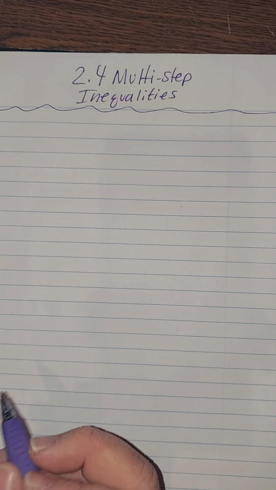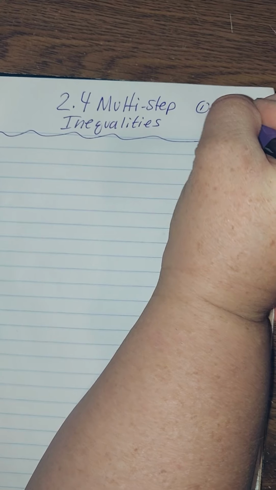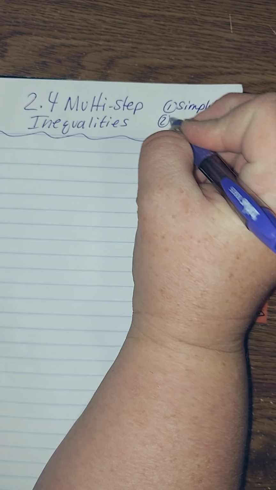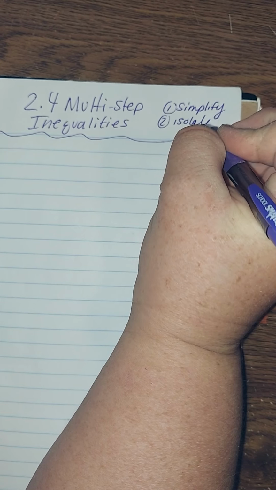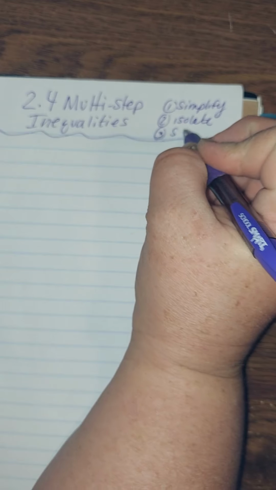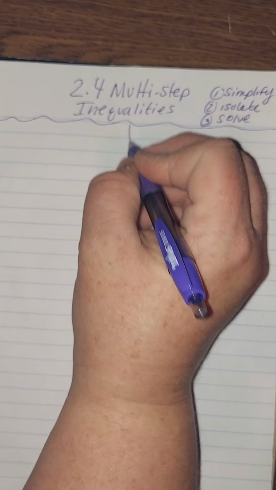So let's start. We're going to simplify if we need to, okay? We're going to isolate the variable and then solve, okay? We're going to SIS this up, SIS. Okay, here we go.